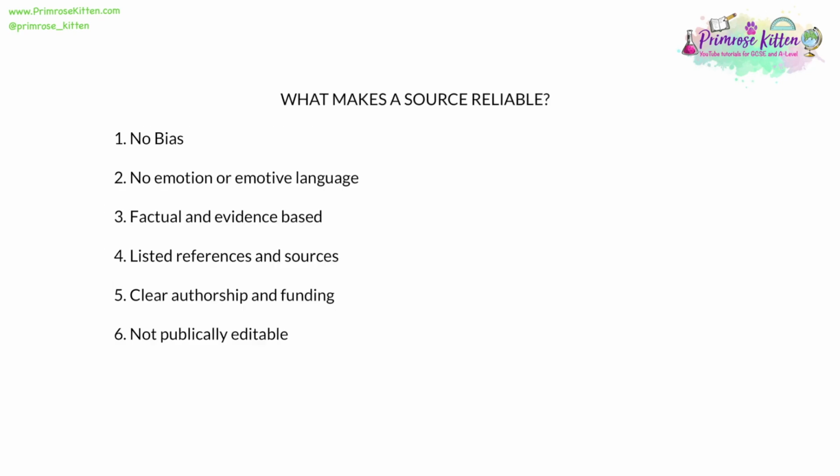So what makes a source reliable? Reliable sources should be free from bias. They should use limited or no emotional or emotive language. They should be factual and evidence-based. You should expect to see listed references and sources for their information. There should be clear authorship, and it should be clear where the funding has come from, and they should not be publicly editable, like Wikipedia, for example.